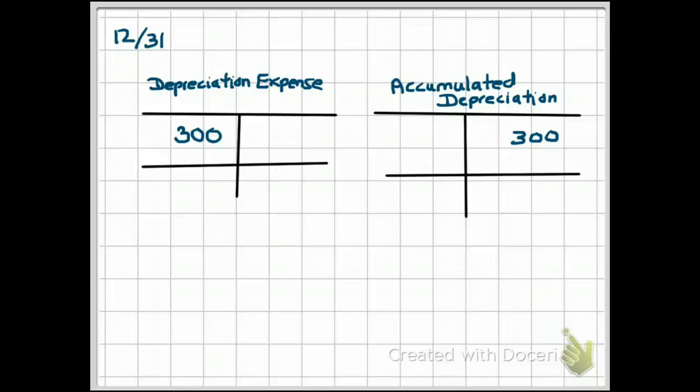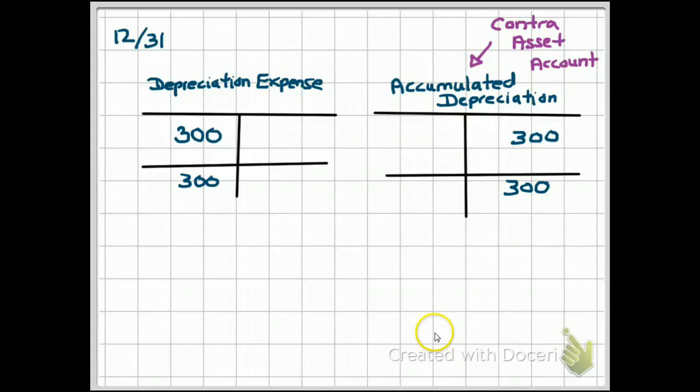So for any depreciation expense problem, whenever you record your adjusting entry, what you're going to do is you're going to debit depreciation expense and credit accumulated depreciation. Your accumulated depreciation is called a contra asset account. A contra asset account is an asset account that has an opposite balance to a normal asset account.